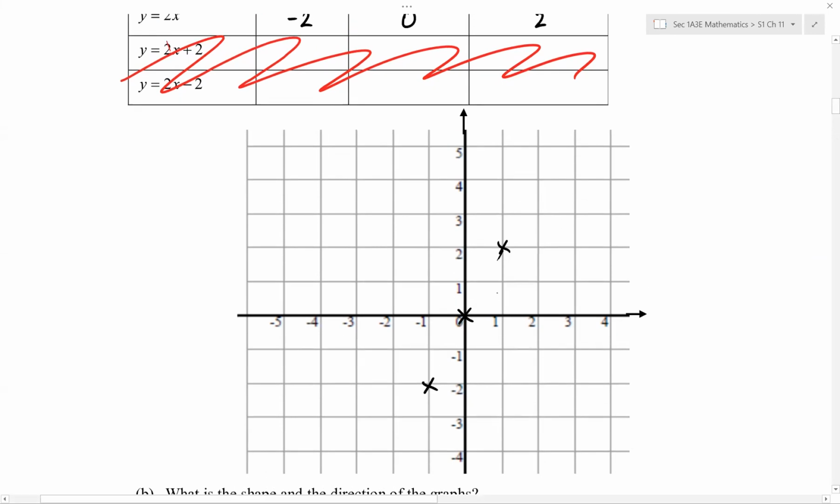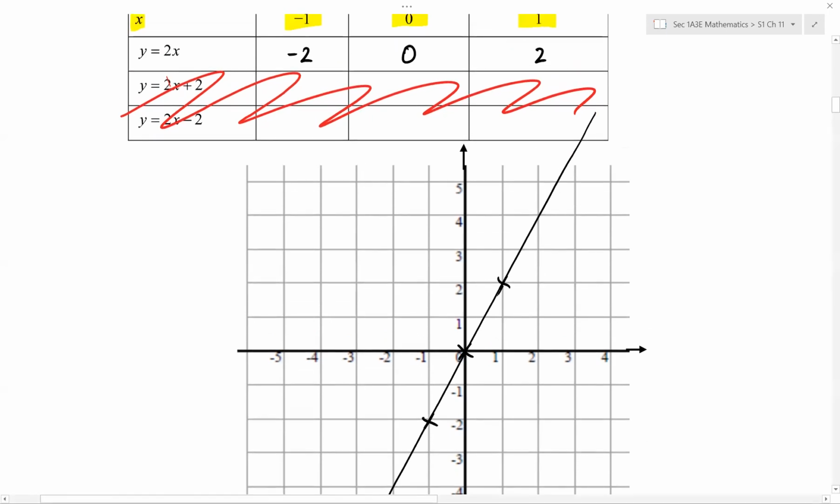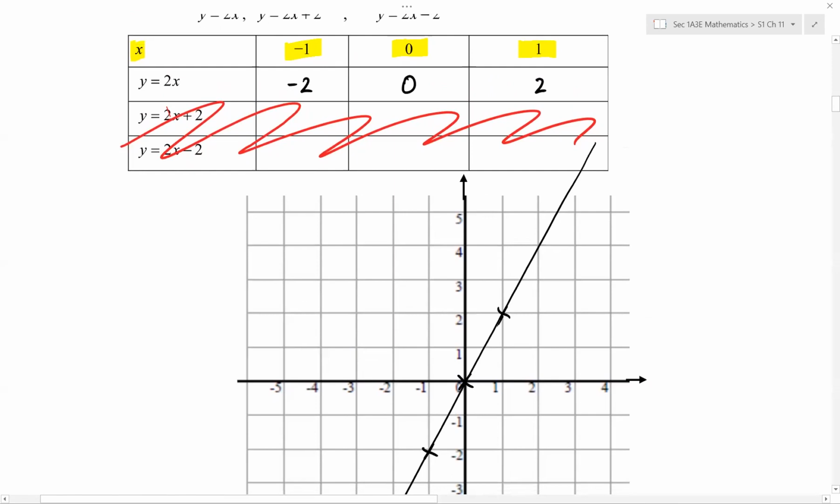Unless they tell you from where to where, otherwise the default is all the way. I don't care if it is outside of the paper. All the way. I don't care if you draw across your name. Must be long. Make sure you cover as much as you can. So this is the graph for y equals to 2x. Now I want you to label y equals to 2x.